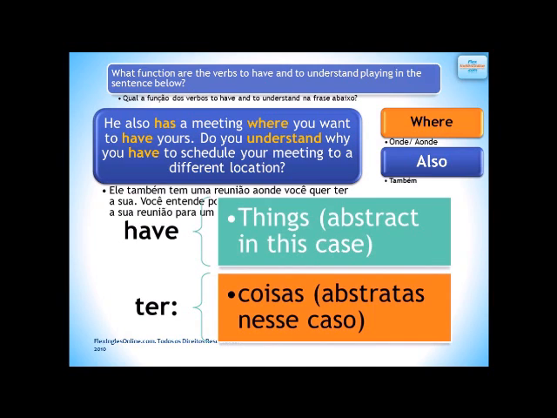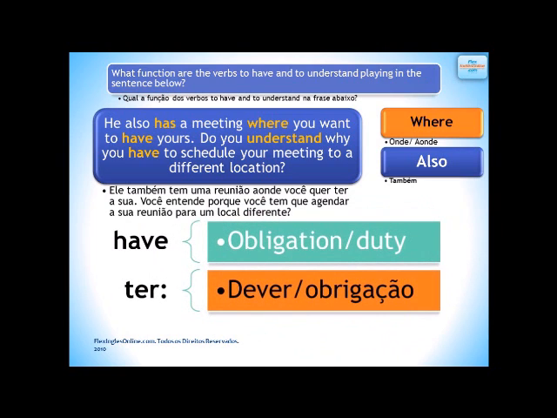So have, right here, he also has, is in the sense of things. Ter. Again, abstract. The second one, where you want to have yours, is also in the sense of things. So abstract again. The third have, it's in the sense of an obligation. Do you understand why you have, né? Você tem que reschedule or schedule a meeting to a different location.